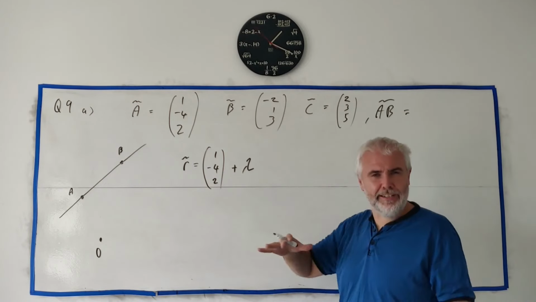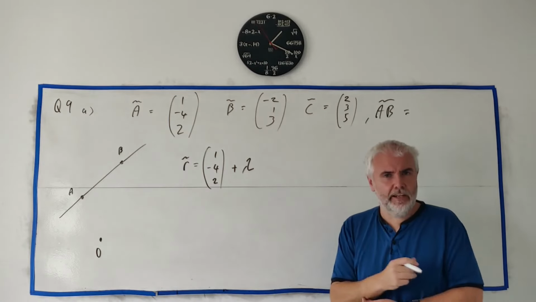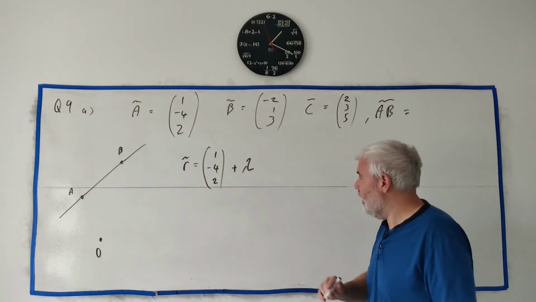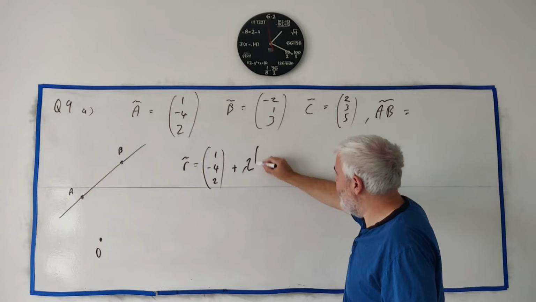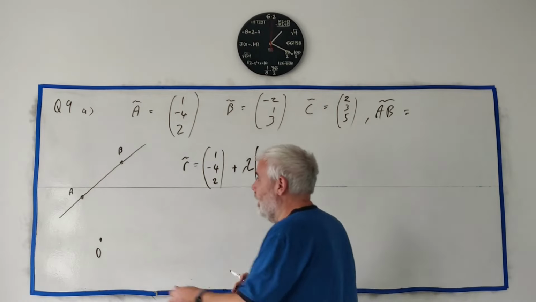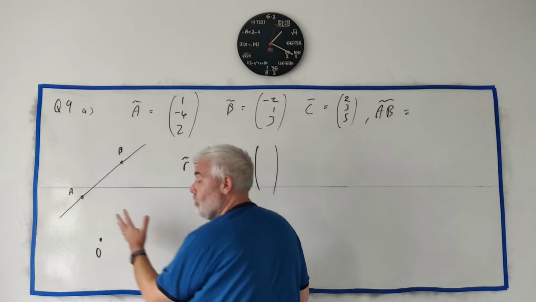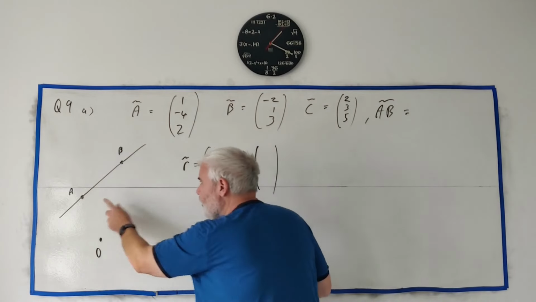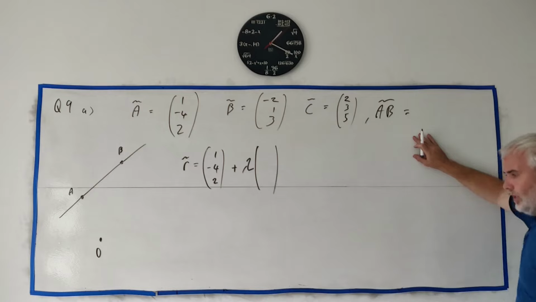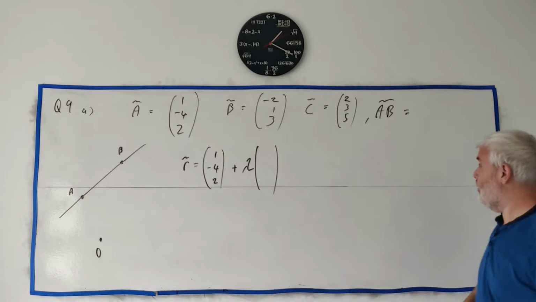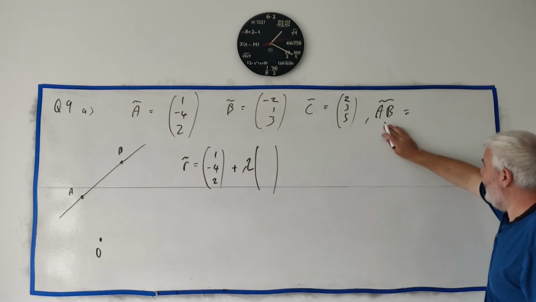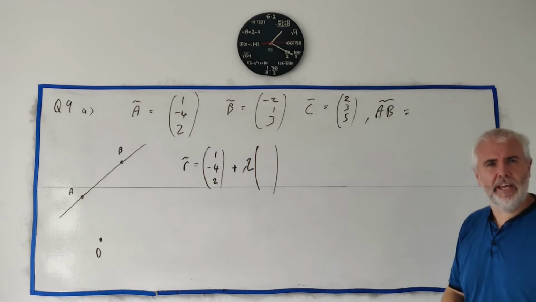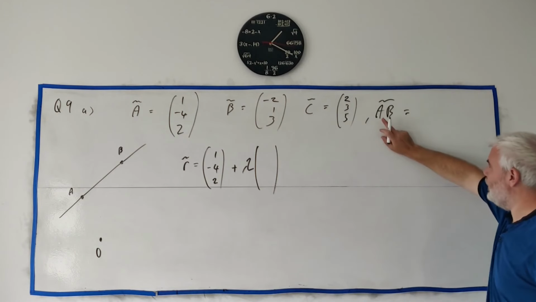So we write lambda, but you can put any letter you want there. But we need in here a vector that's along this line. So the obvious one would be A to B, but you could also use B to A. I've started off with A to B here, so we need that vector AB. Vectors don't care how you get somewhere. They just want to get from A to B.